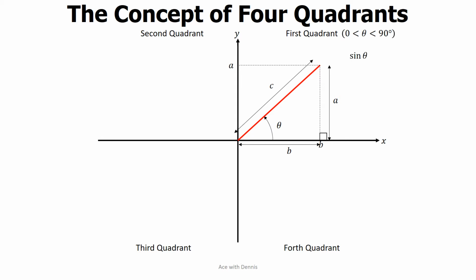Now we can apply SOH CAH TOA, right? We start with sine theta, which is SOH, opposite over hypotenuse, so it will be A over C. Cosine theta, CAH, adjacent over hypotenuse, so it will be B over C. And tangent theta, TOA, opposite over adjacent, A over B. From here, you can notice that sine, cosine, and tangent are all positive.